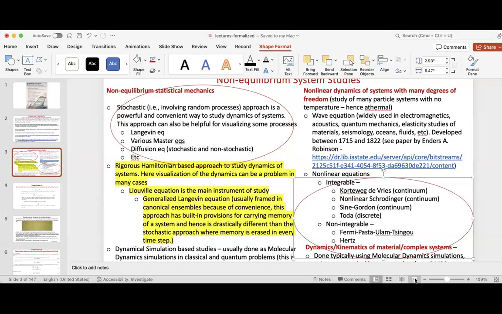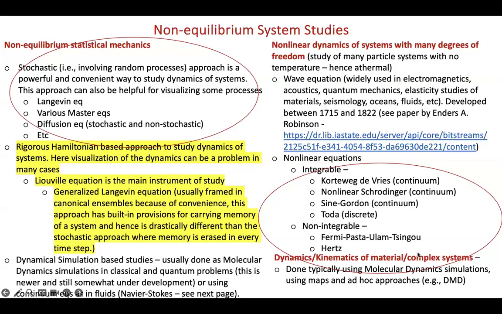Let me start by going back to our third slide. And this slide was sort of setting the path in the forest. So we have spent time mostly doing the yellow highlighted part. This is a rigorous Hamiltonian-based approach to study dynamics of systems. And we are not done with it, but we are getting closer to done with it.